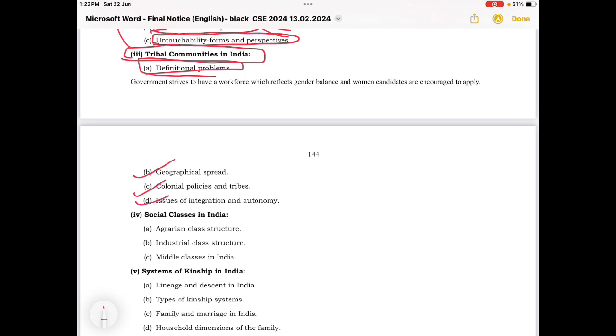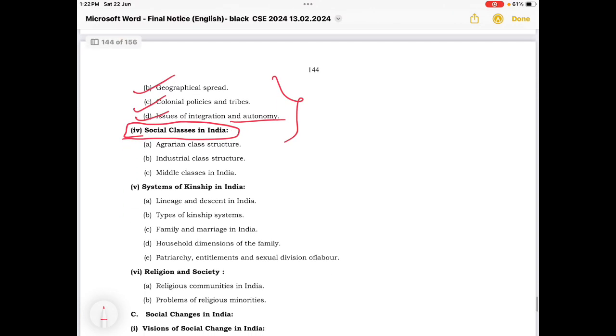So here is the issue of integration and autonomy, and this is also a reason for nationalism, extremism, communalism. These kinds of things are also a manifestation of this, along with the definitional problem and the issue of integration and autonomy. So here we will deal with these things in detail. Now coming to the next topic, social classes in India. Here social classes refer to the three different classes we are dealing with in Indian society, because today also we are an agricultural society.